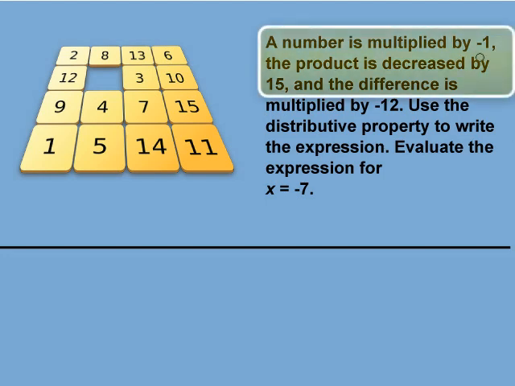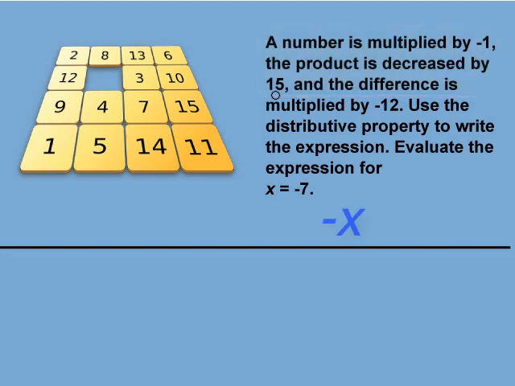A number is multiplied by -1. The product is decreased by 15. Since we don't know which number, we designate it as -x. This number is decreased by 15, so we write -x minus 15. This difference, or the entire expression, is multiplied by -12. So we enclose the expression in parentheses and multiply the whole expression by -12, as shown here.